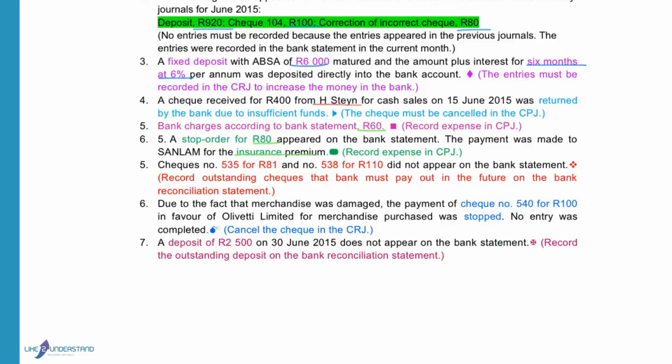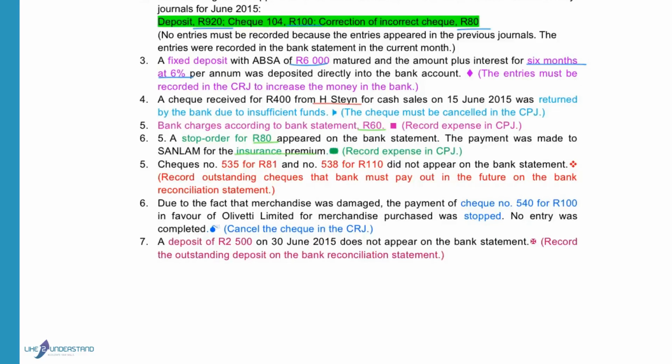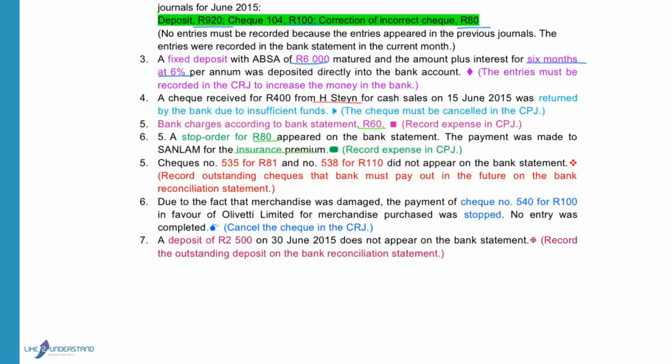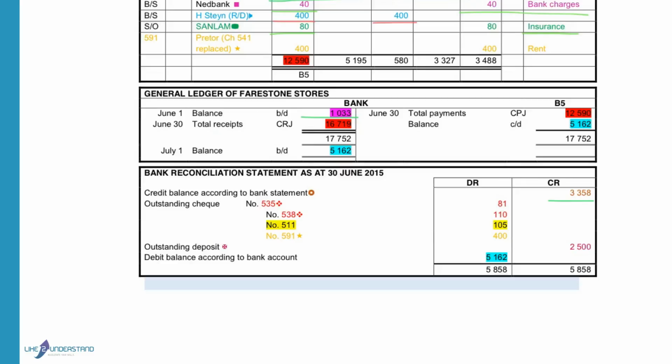Check number 535 for 81 Rand and check number 538 for 110 Rand did not appear on the bank statement. So they are still outstanding checks that will be paid out by the bank in the future. So I must record them on the bank reconciliation statement as outstanding checks. Outstanding checks are checks that the bank must still pay in the future, and when they pay the checks, they will record it on the debit side because they reduce the amount of money that they owe us.